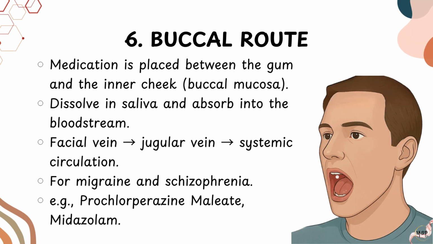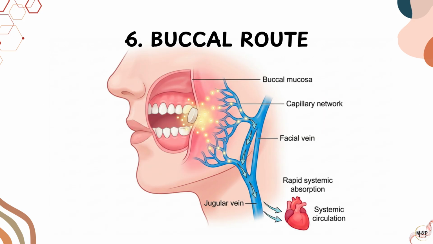Let's shift from under the tongue to the cheek. Let's look at how the buccal route of drug administration works. In this method, the medication is placed between the gum and the inner cheek, an area called the buccal mucosa. Once placed there, the tablet dissolves in saliva, and the drug is absorbed directly into the bloodstream through the rich capillary network in the cheek lining.